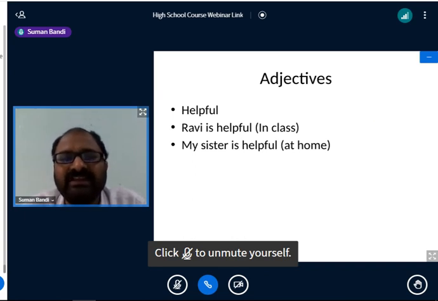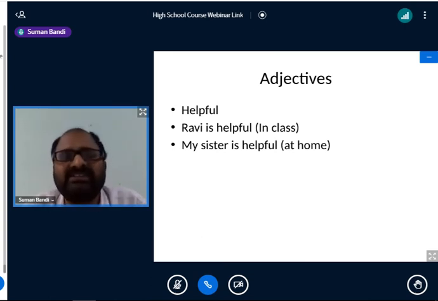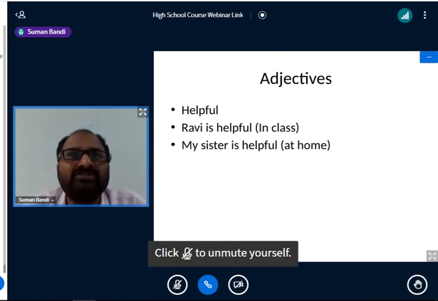Now, just think like this. You have established the meaning. Now, it's easy to say, make a sentence using helpful. See, your students don't know enough English, even if you tell the meaning of helpful.